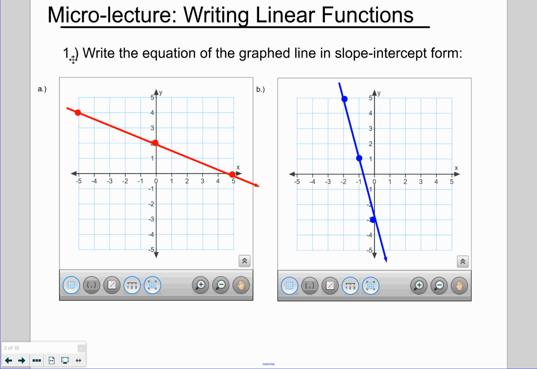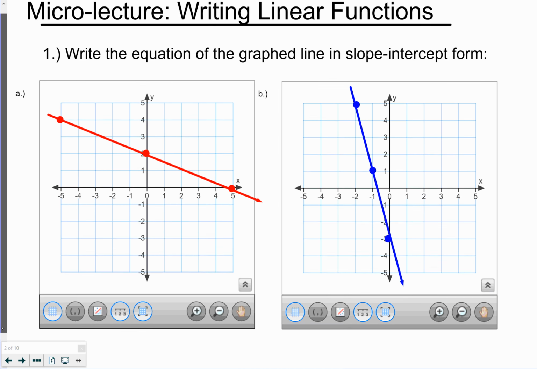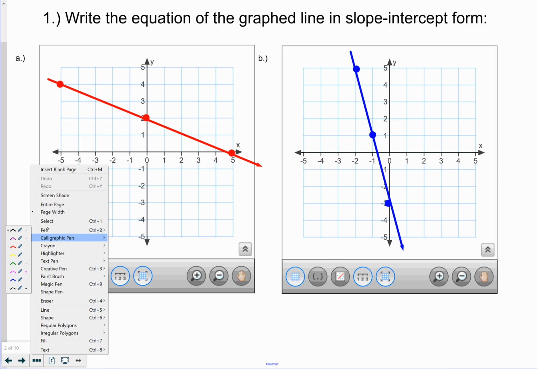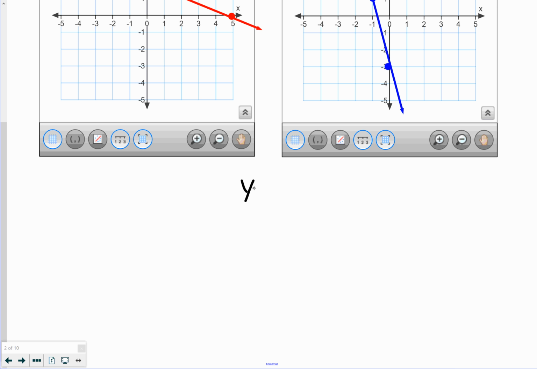And we're looking at two linear equations, linear functions that have been graphed. All right, we want to write the equation in slope-intercept form. So first thing we need to know is, what is slope-intercept form? Who's got it? Excellent. So we should write that down. Y equals mx plus b. So we need to find the slope, that is the slope, and the y-intercept. If we can find those two things, then we can write down the equation here.